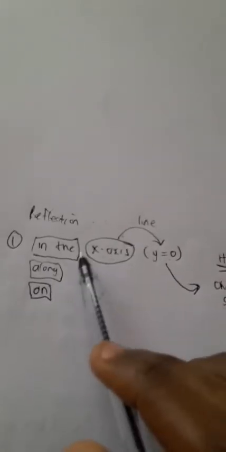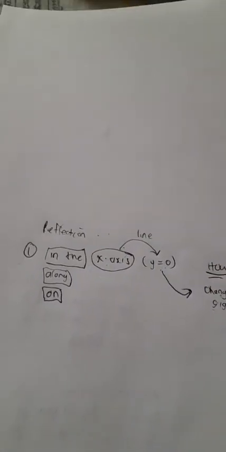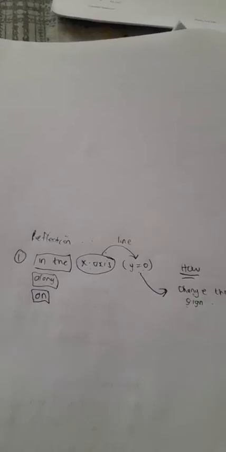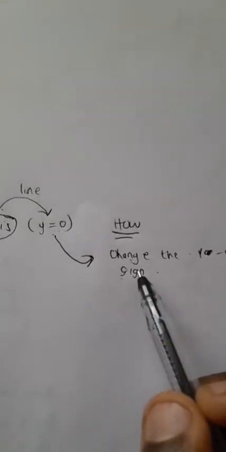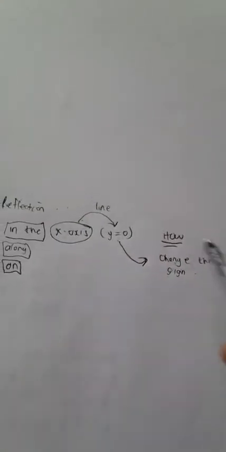So like I said, reflection in the line y is equal to 0 is simply a change of that particular object along the x-axis. Same position, just looking back at you. But what does that mean? You just simply change the y value sign. If you're reflecting in the x-axis, you look at your coordinates and change the y value sign. X will stay the same, y will change. That's what reflection in the x-axis means.